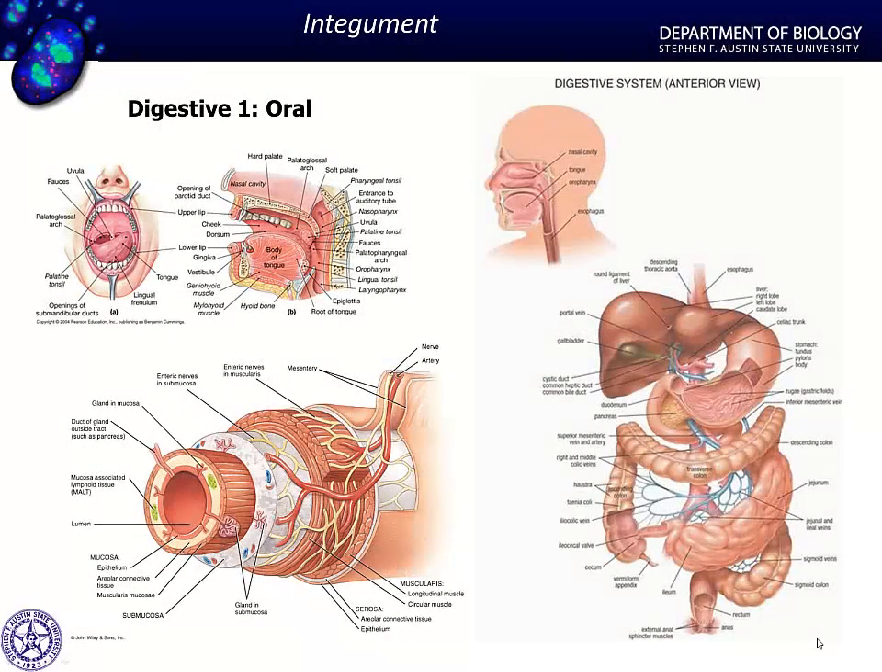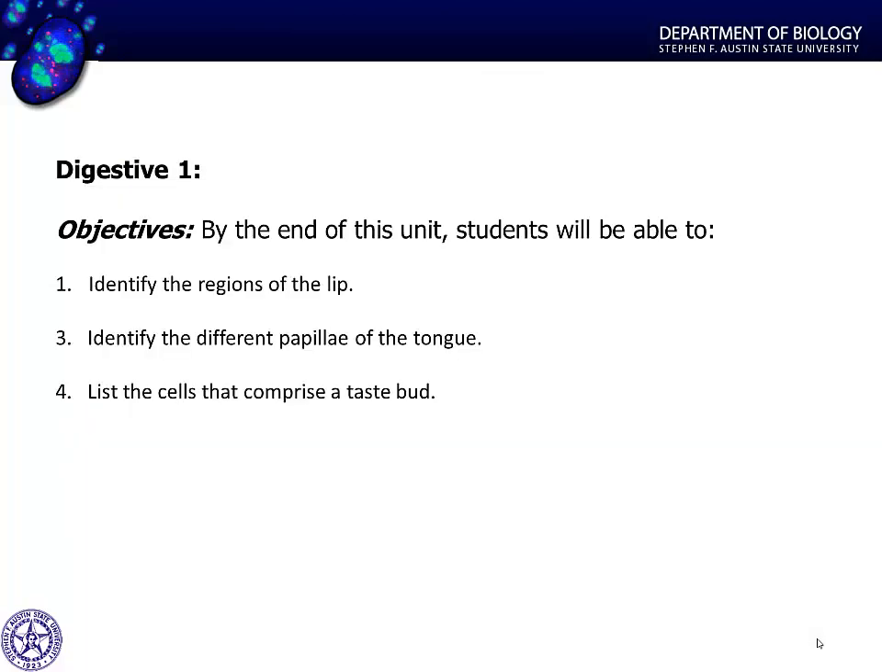Welcome to our first podcast on the digestive system, and we are going to begin this story looking at the oral cavity. As you can see, we've got a long way to go to get from the top to the bottom, and we've got some generalized plans that we're going to go over as far as the alimentary canal. But first, the oral cavity.